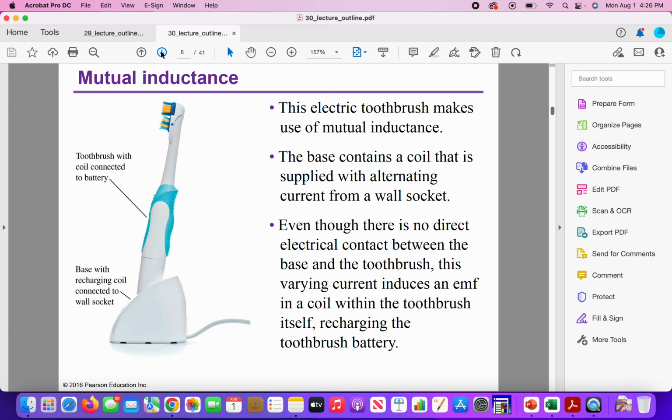The electric toothbrush makes use of mutual inductance. Its base has a coil that is supplied with alternating current from the wall, and even though there is no direct electrical contact between the base and the toothbrush, this is going to induce an EMF in the coil within the toothbrush that is going to recharge the toothbrush battery.